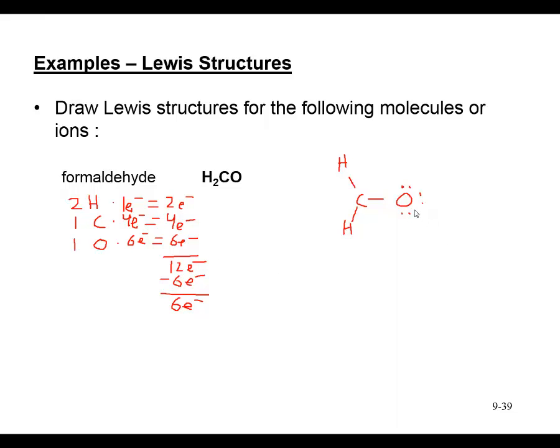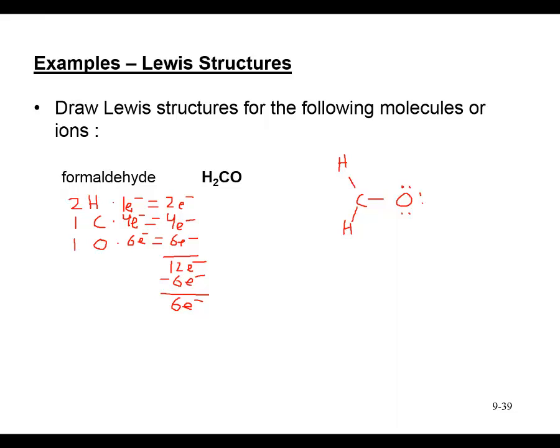So oxygen has a full octet, but I want you to notice there's a problem. Carbon does not have a full octet at this point. In fact, it only has 1, 2, 3, 4, 5, 6 electrons around it. So if you don't have enough electrons to give everyone a lone pair until you fill their octets, you're going to have to share some and get some multiple bonds.